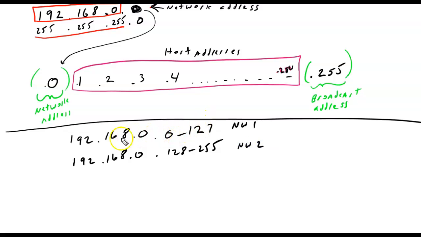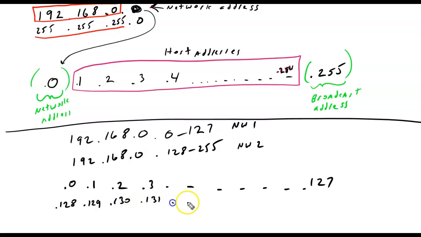Well, the first network, 0 to 127, once again, we have the .0, .1, .2, .3, all the way up to .127. On the second network, we have .128, .129, .130, .131, and all the way up to .255.